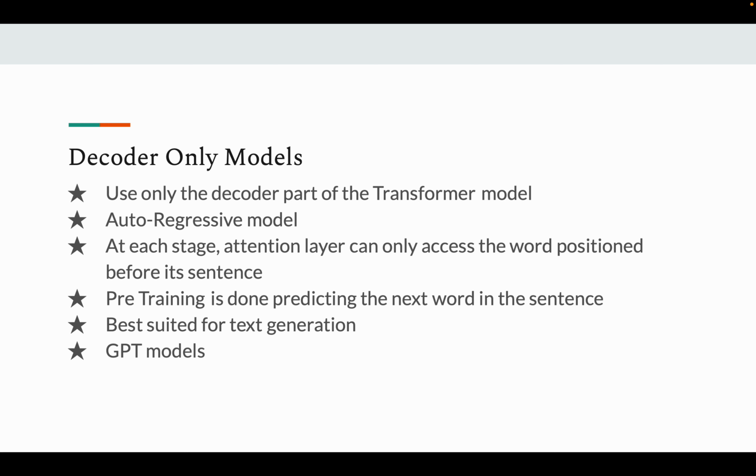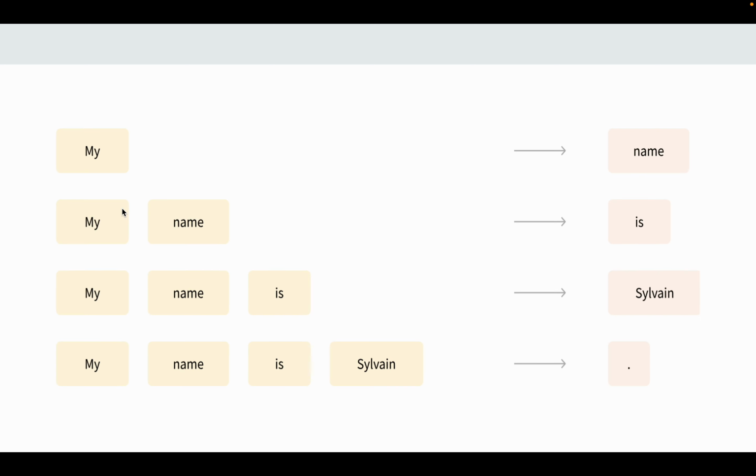Now, decoder-only models. Decoder-only models use only the decoder part of the transformer, and they are also called auto-regressive models. Auto-regressive means, consider this example, which I also took from the Hugging Face website. If I pass my input to the decoder model, it will predict the next word as name. In the next stage, we pass these two words, my name. So the predicted sentence is also passed back to the decoder model, which is why it is called an auto-regressive model. At each stage, given my name, it predicts is. Then to predict the next word, we pass these three words to the decoder model.